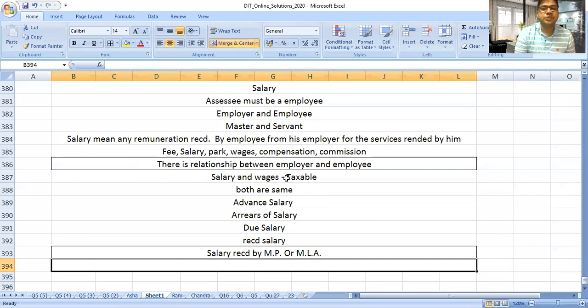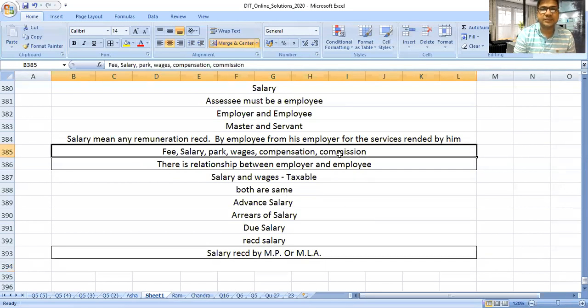Sometimes commission we can say is taxable. If you appoint a salesman in your company and he has completed a particular target, then the company provides 1% commission on sales. The commission is also considered as a salary and it is received from the employer. Therefore there is a relationship between the employer and employee. It is taxable as a salary.